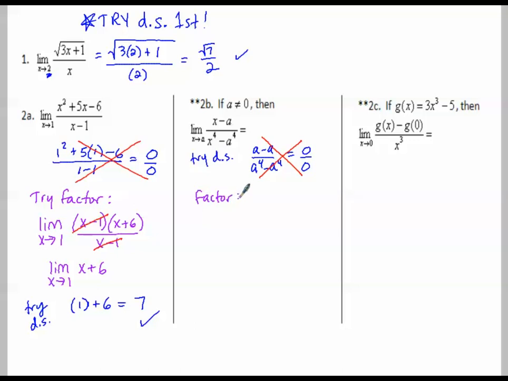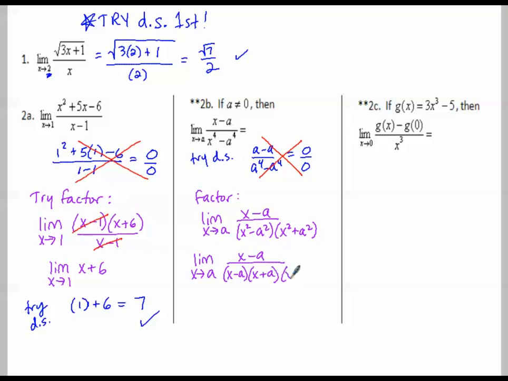Welcome back. That's it. Factoring is going to work. The limit as x approaches a of x minus a over, this is a difference of squares, x to the fourth minus a to the fourth. x squared minus a squared and x squared plus a squared are the factors. This can factor even more. So let's change this into x minus a over, this difference of squares is x minus a times x plus a, with the remaining x squared plus a squared.